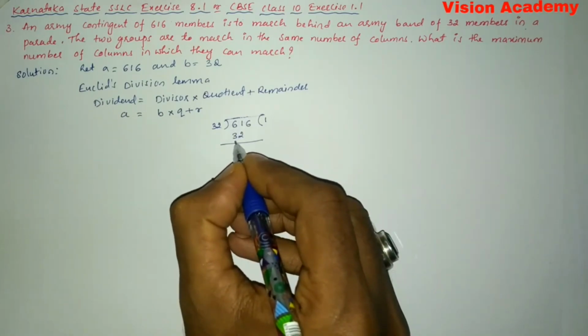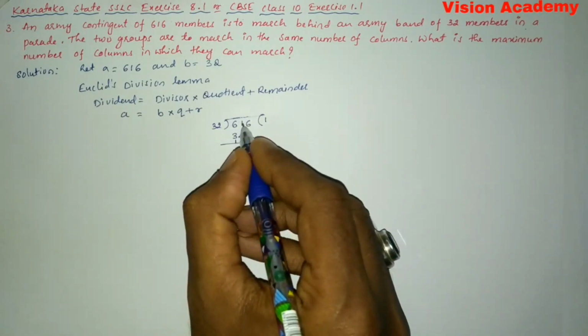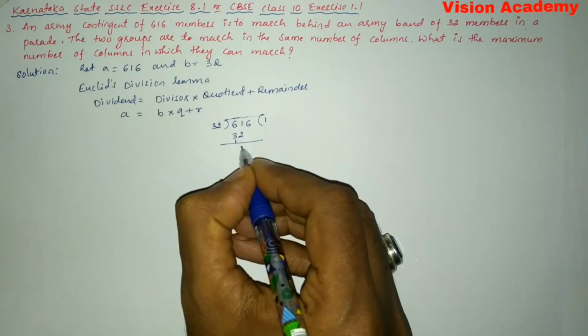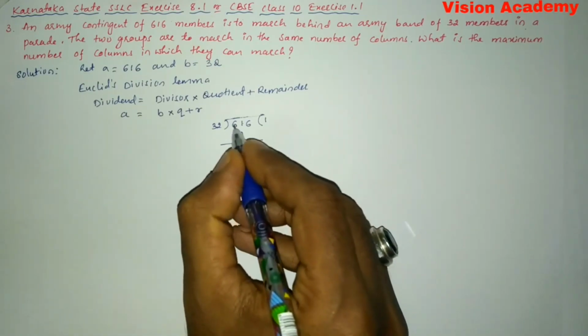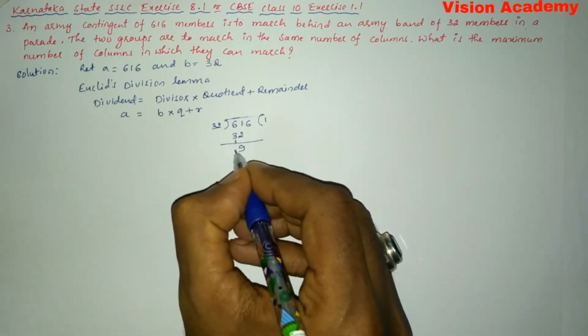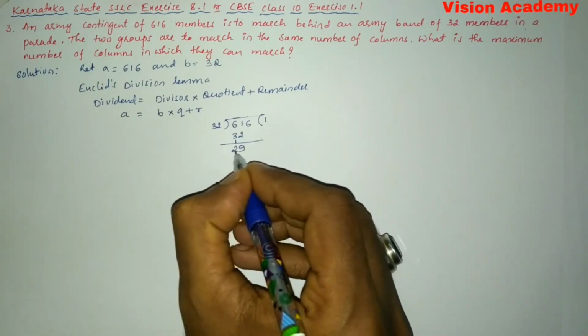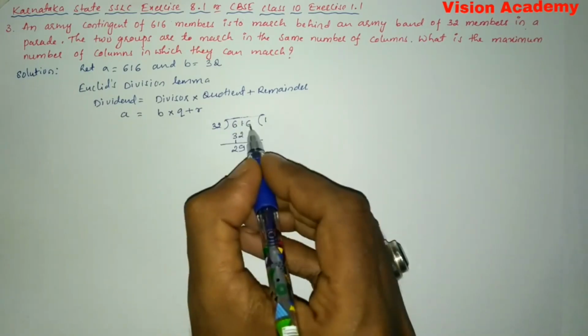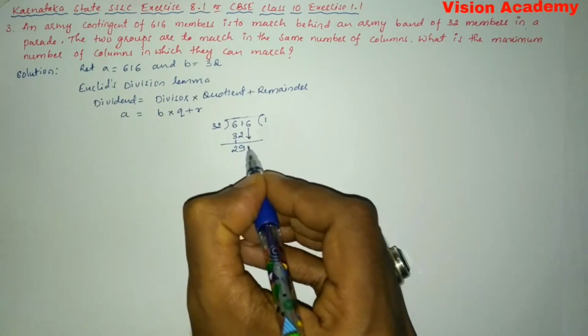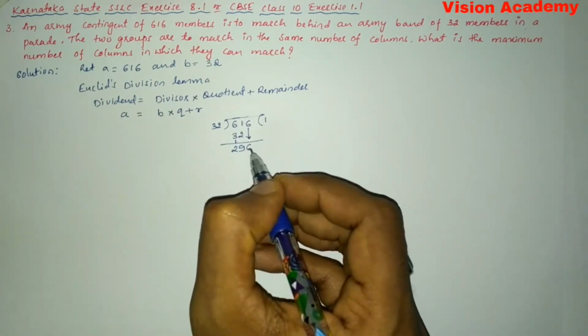So here we will take carry 1. So 11 minus 2 gives us 9. 6 minus 4 gives us 2. That is 29, which is less than 32. So bring this 6 down here. Now it will become 296.